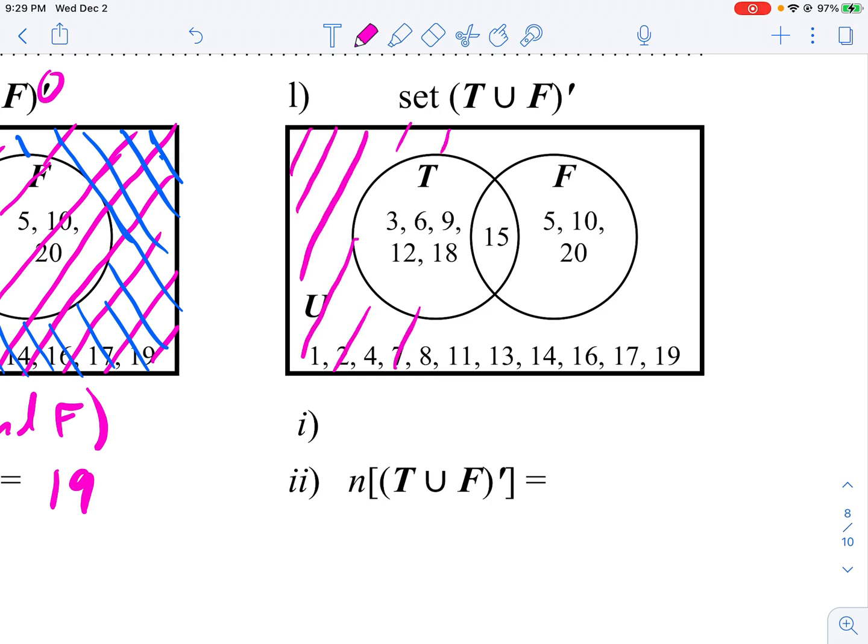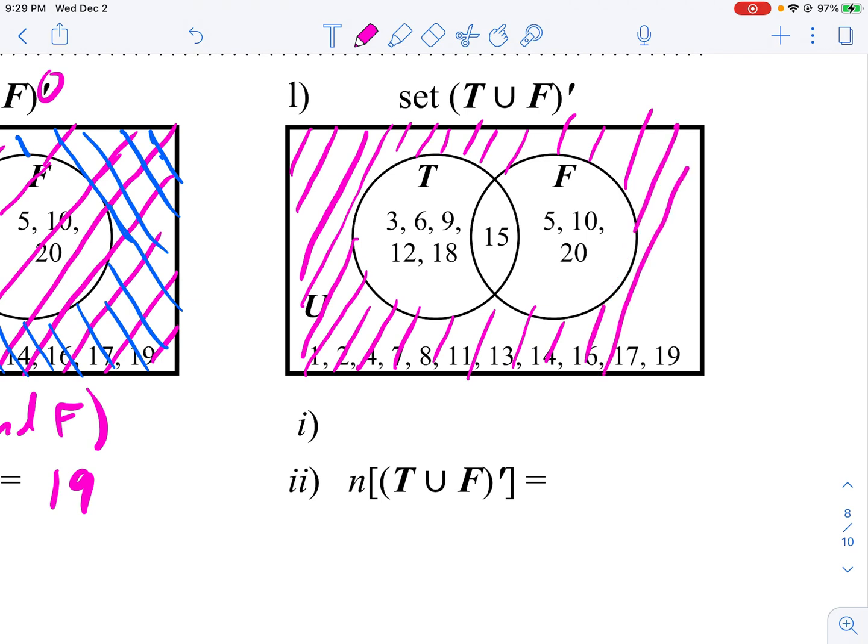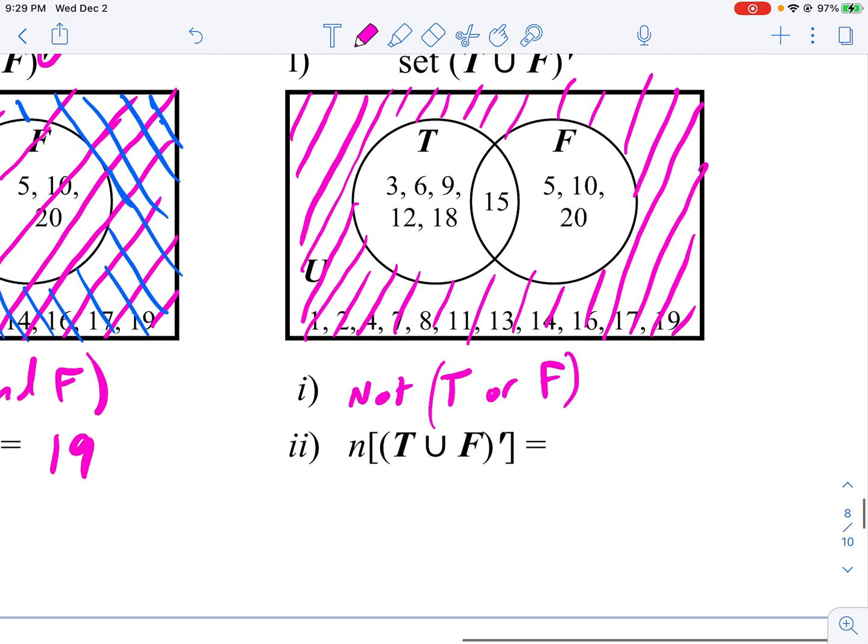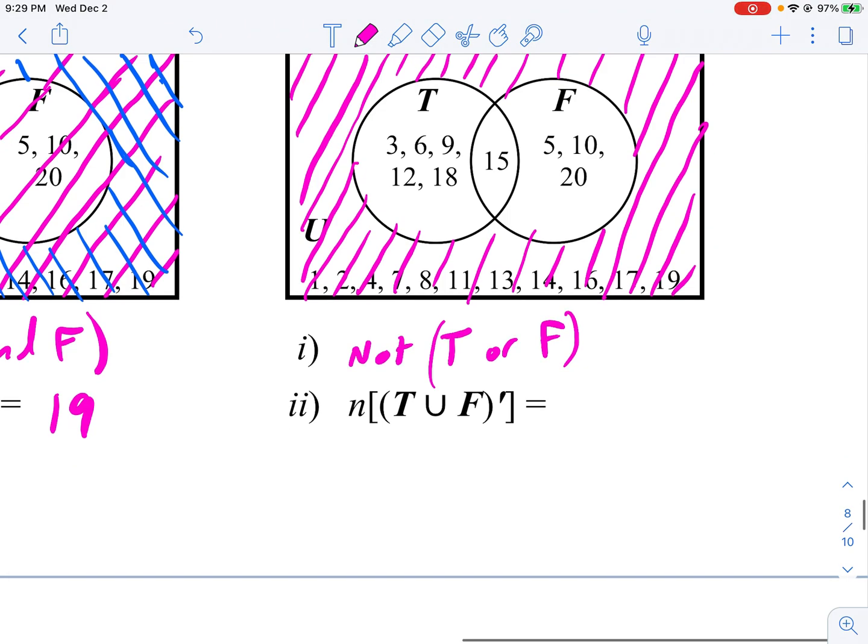This is probably something many of you have never really dealt with before. And it's really weird terminology. But the more you practice it, the better you get. This would be considered not T or F. And the number in the not T or F, there are 11 items outside the circles.